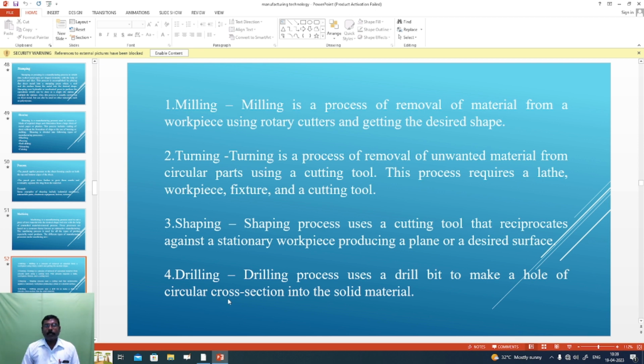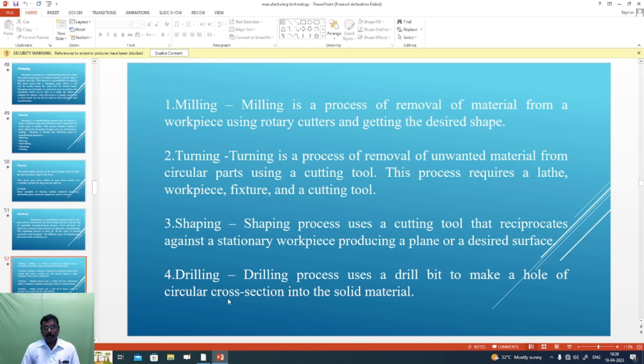Milling is a process of removal of material from a workpiece using rotary cutters and getting the desired shape. Turning operation. Turning is a process of removal of unwanted material from circular parts using a cutting tool. This process requires a lathe, a workpiece and a cutting tool.